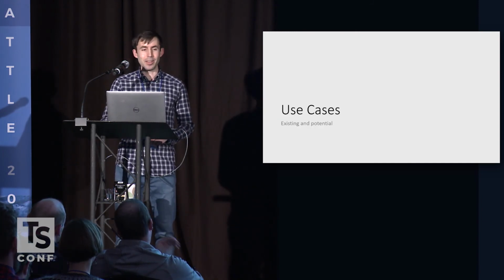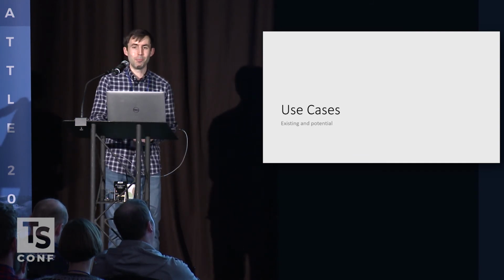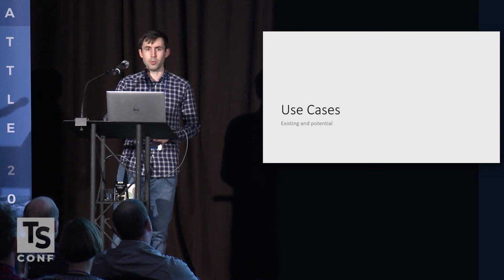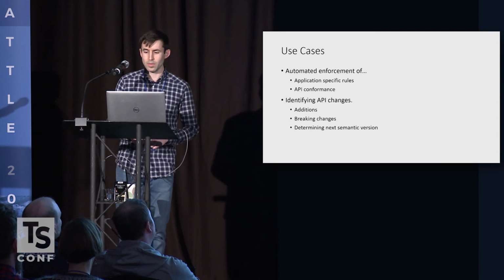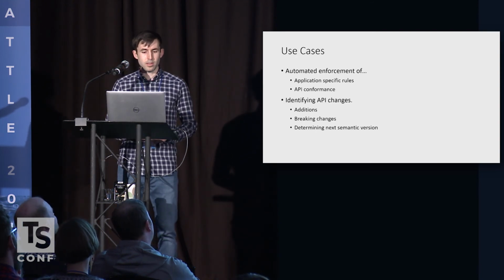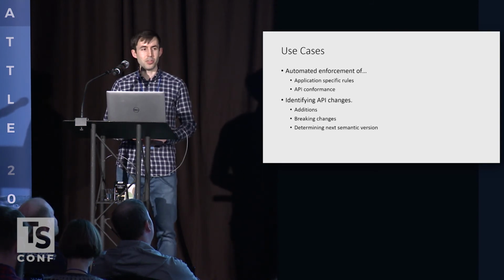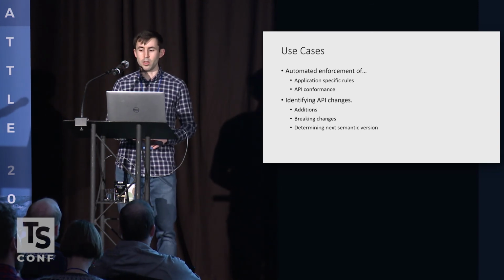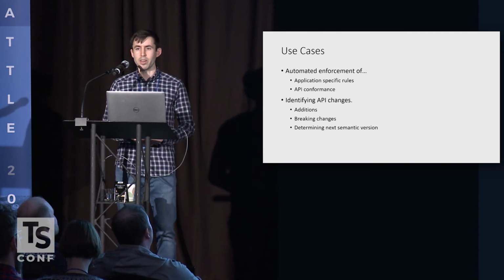So what are the use cases for static analysis and source code manipulation? Well, there's a lot of potential use cases and many more waiting to be discovered. My view on this subject is that the easier this becomes to do, the more use cases will be thought of and implemented. So here are some use cases. Automated enforcement of application-specific rules. This would just be custom scripts that would allow you to check that your application is following certain rules you want to enforce. Next, automated enforcement of API conformance.